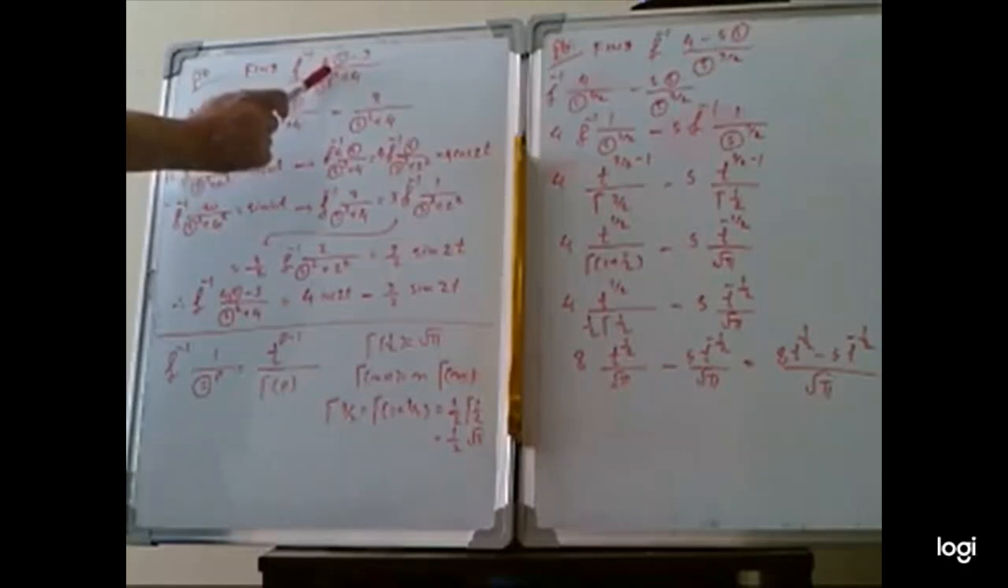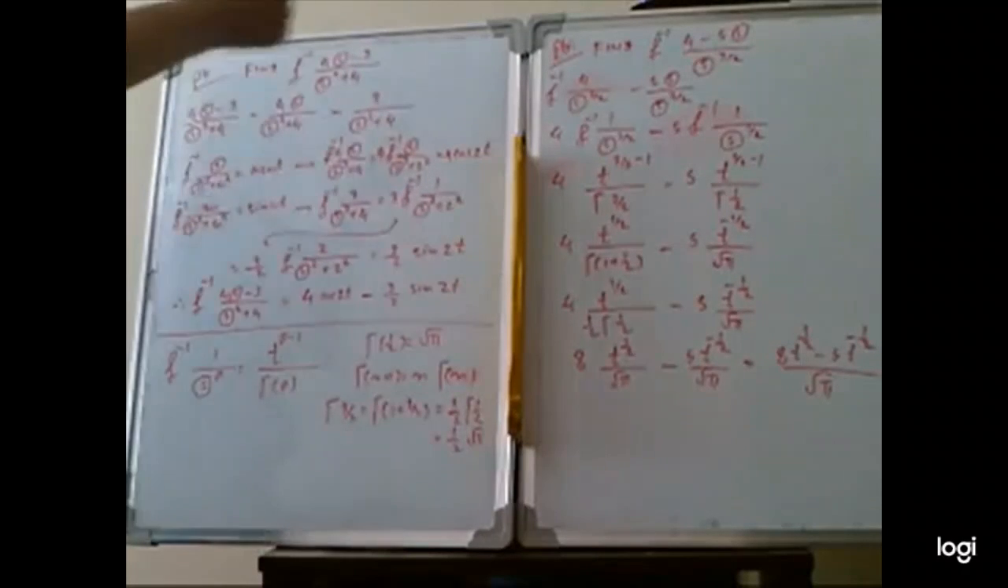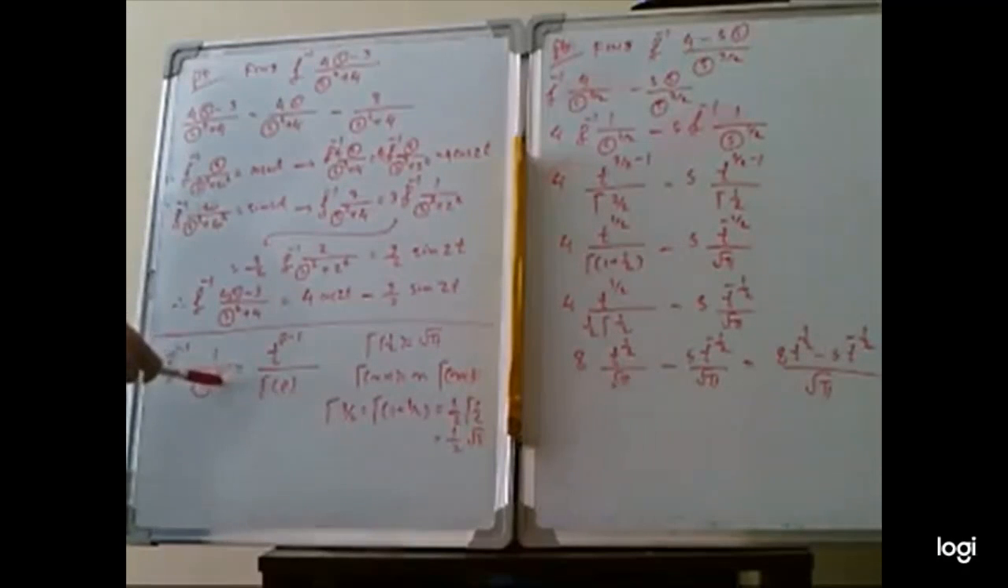Integer means 1, 2, 3, 4, 5, so we use it as a whole formula. But this power can be a fraction number. Fraction number means half, 3 by 2, 5 by 2. In this case, we have to use this formula.